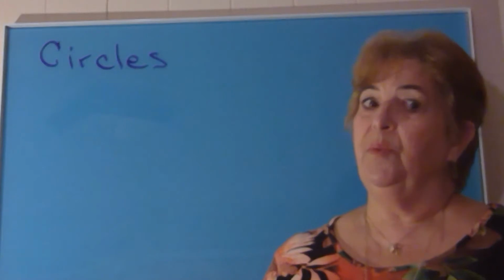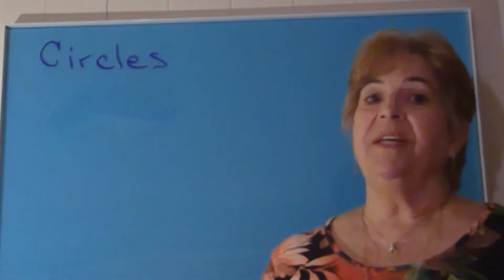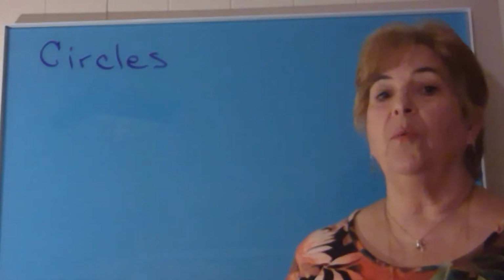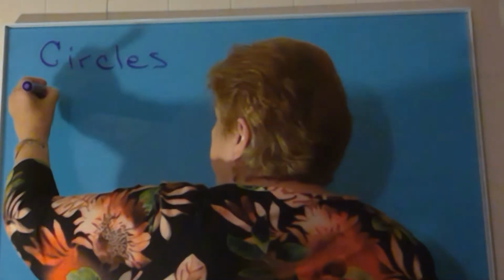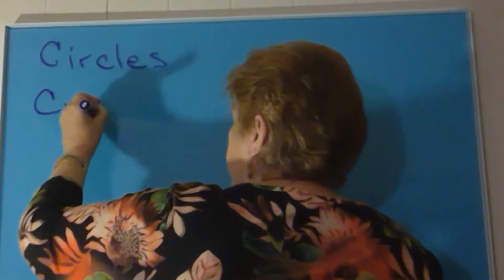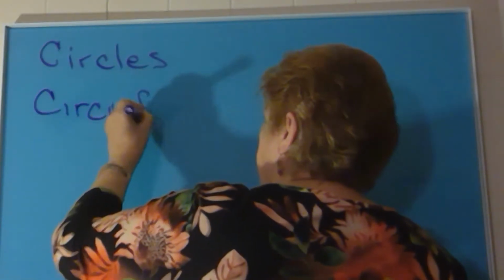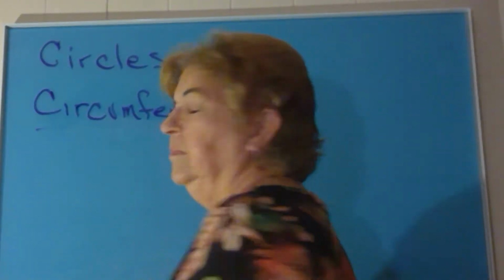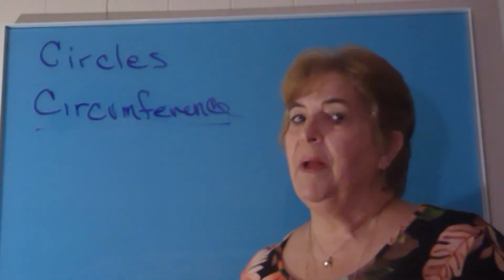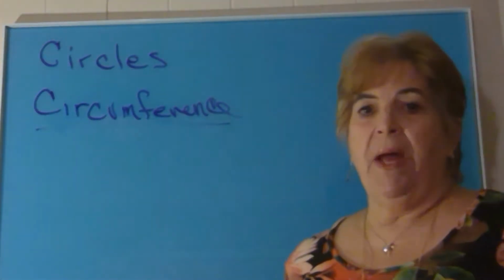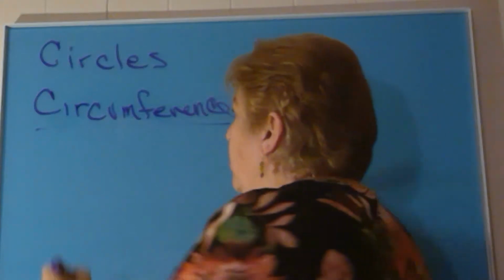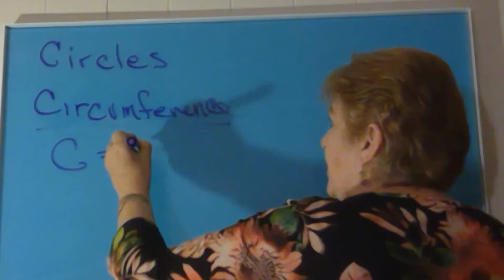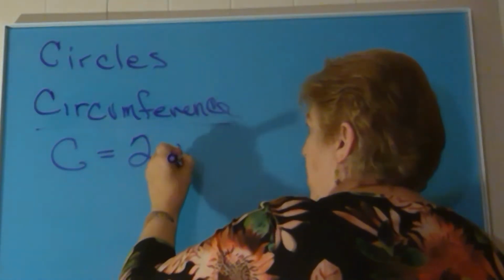A circle isn't a polygon. A circle doesn't have sides. So the distance around a circle is called the circumference. So we don't talk about the perimeter of a circle, we talk about the circumference. We use C for circumference, and the circumference of a circle is 2 pi r.